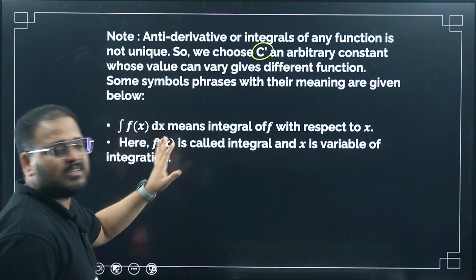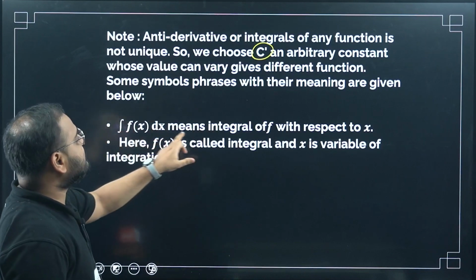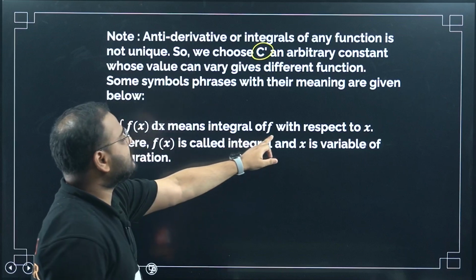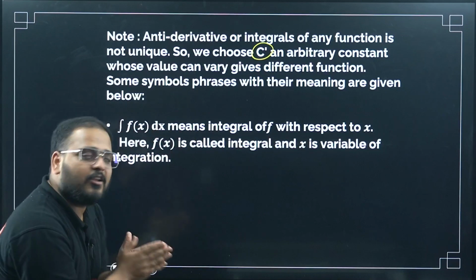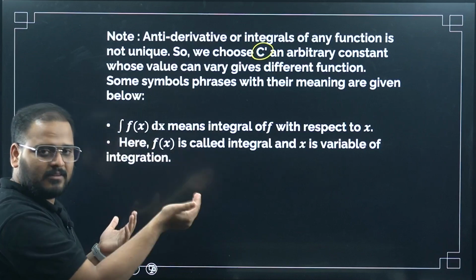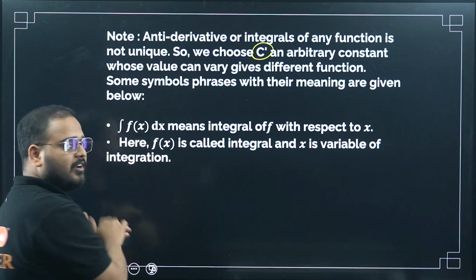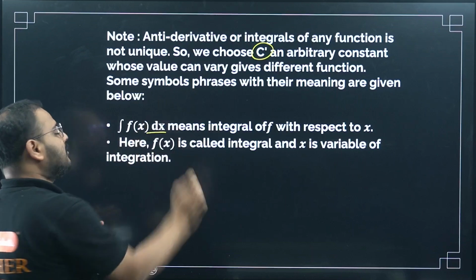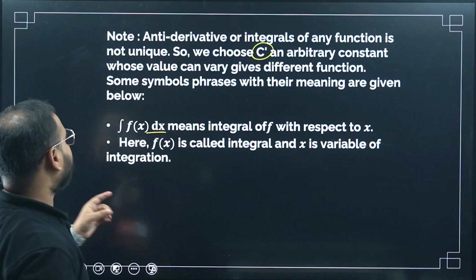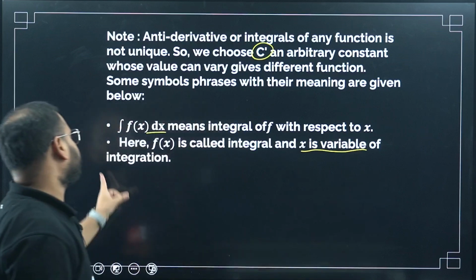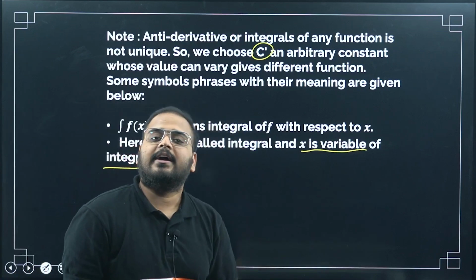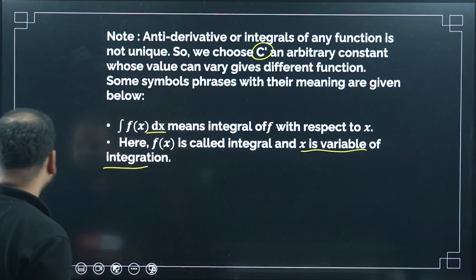So this is how we represent it symbol wise. Integral of f(x) dx means integral of function f with respect to x. This is how we read it. I read this earlier also: integral of function f with respect to the variable x. Whereas f(x) is called the integrand and x is the variable of integration. Simple enough, simple things.